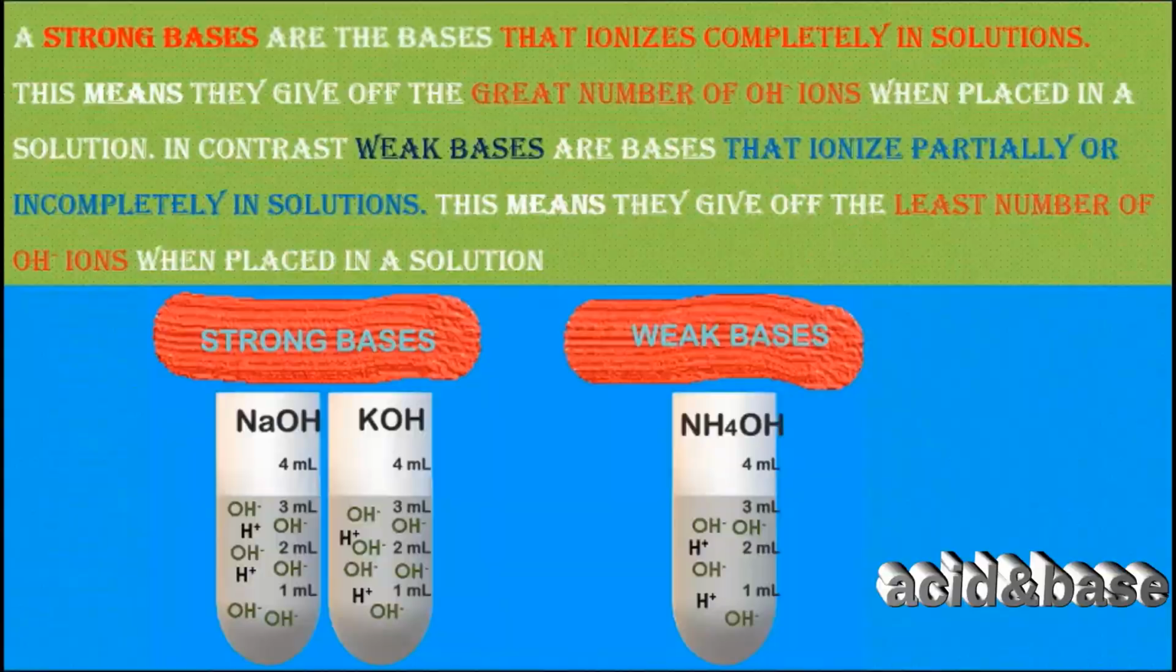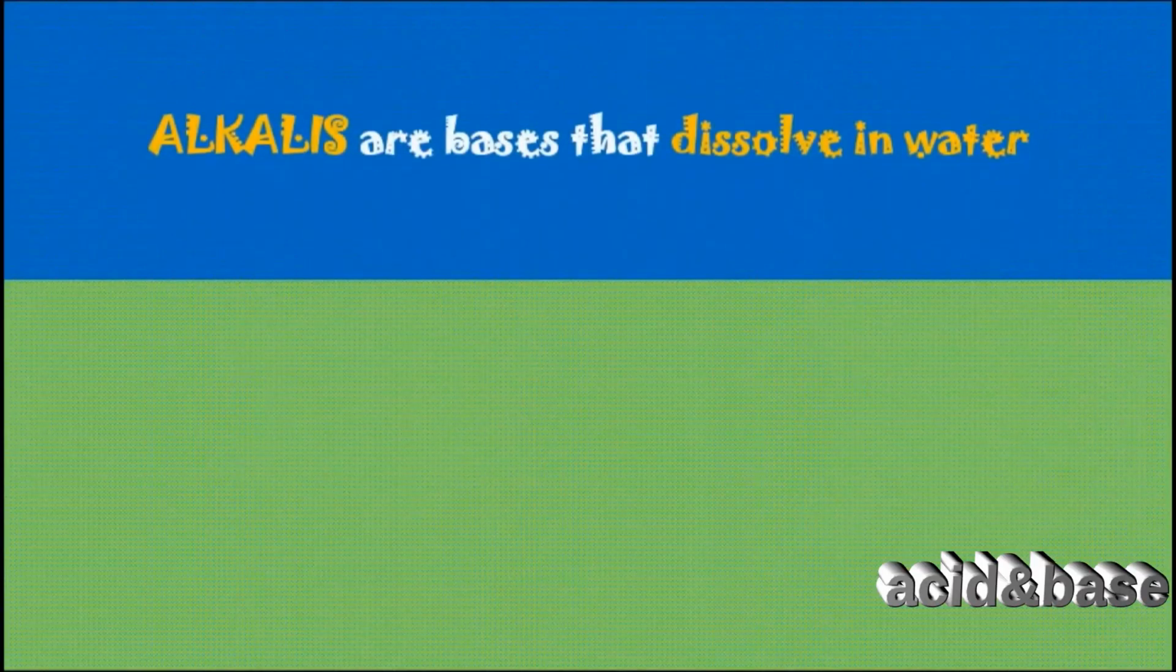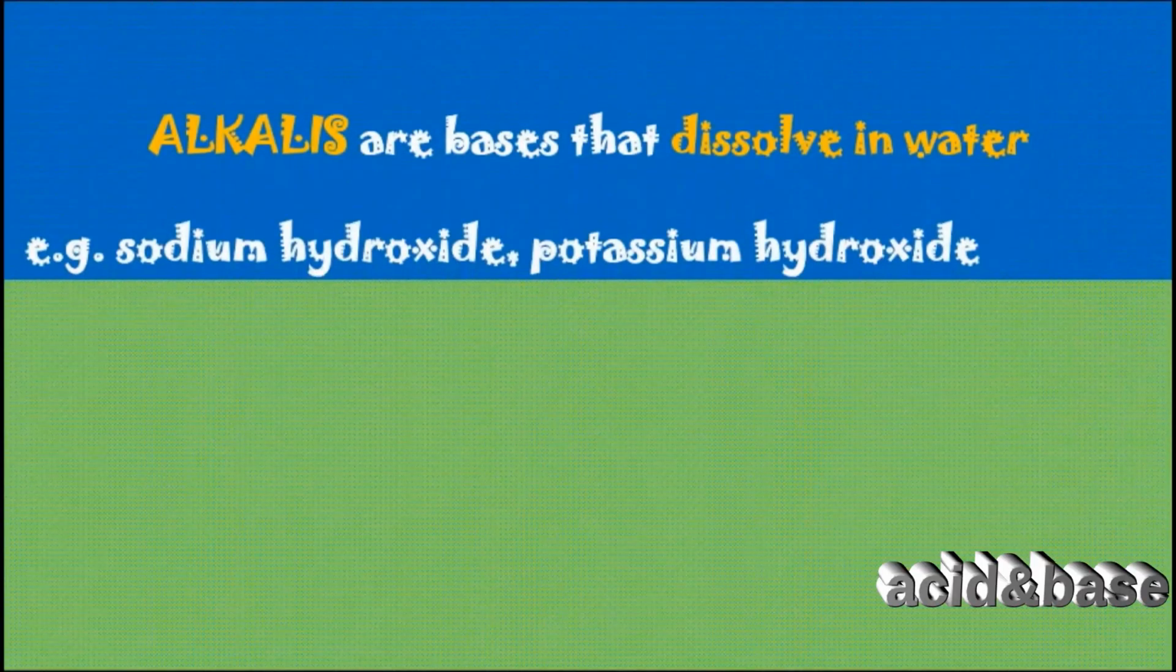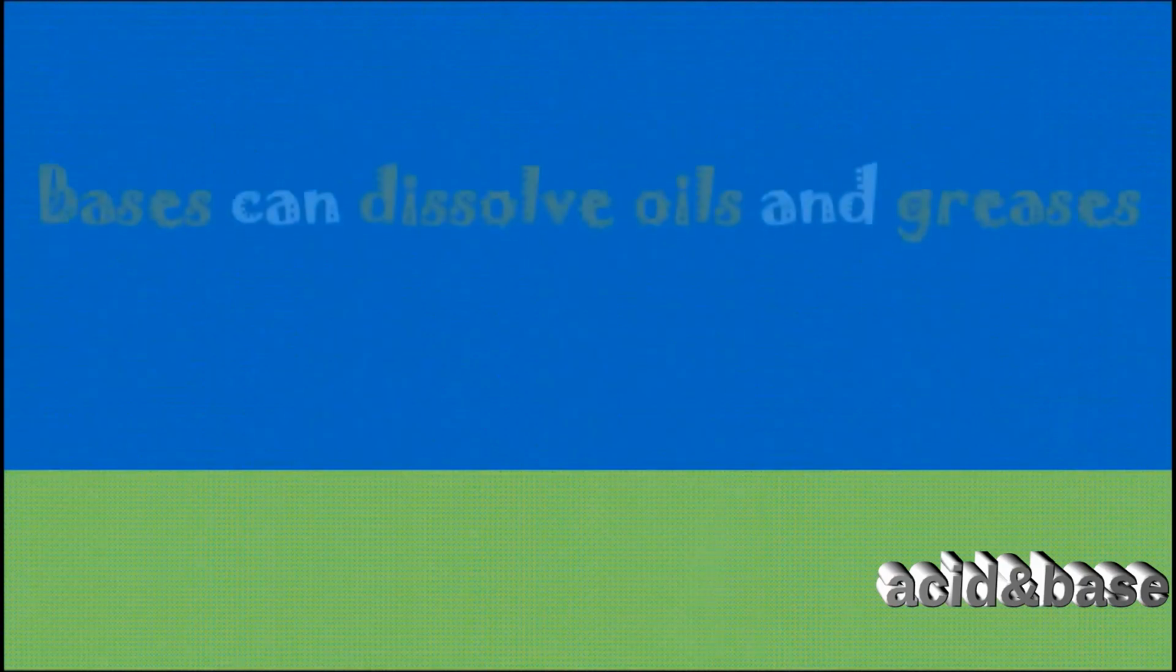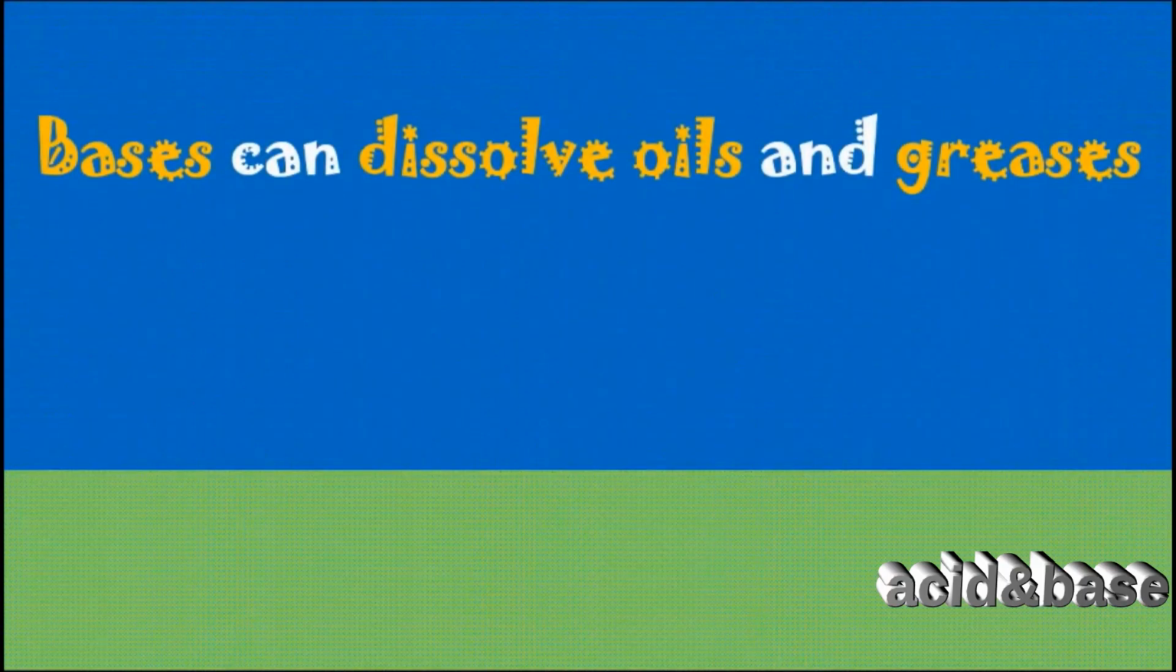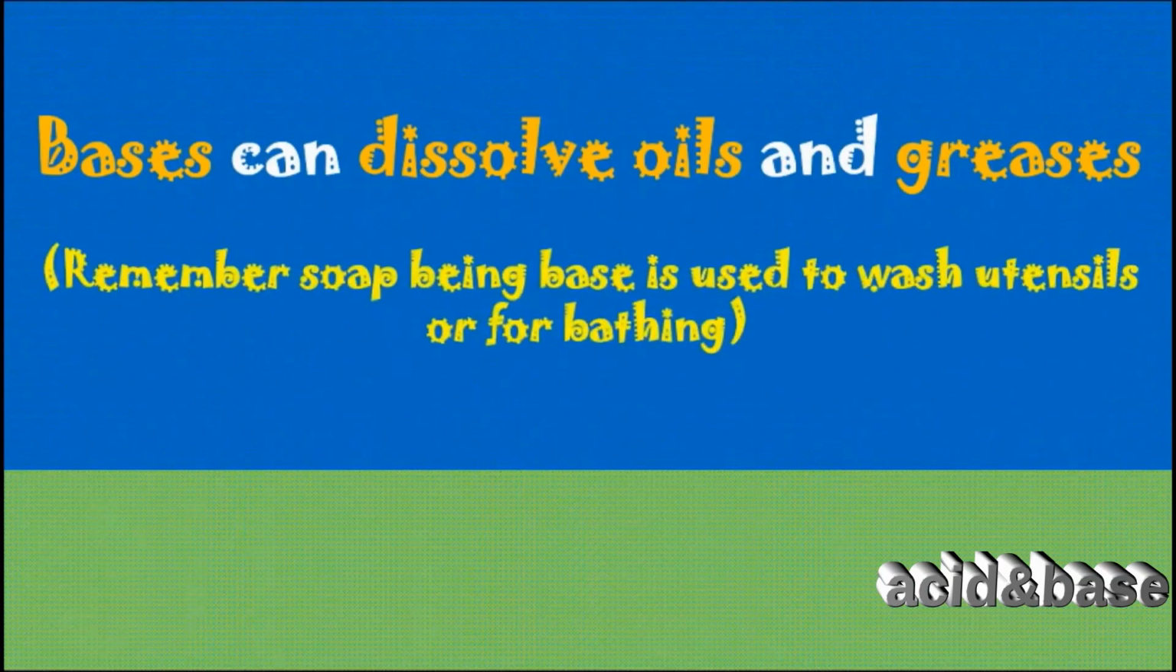Alkalis are bases that dissolve in water. Examples: sodium hydroxide, potassium hydroxide. Bases can dissolve oils and grease. Remember soap. Soap is a base. It is used to wash vessels and even for bath.